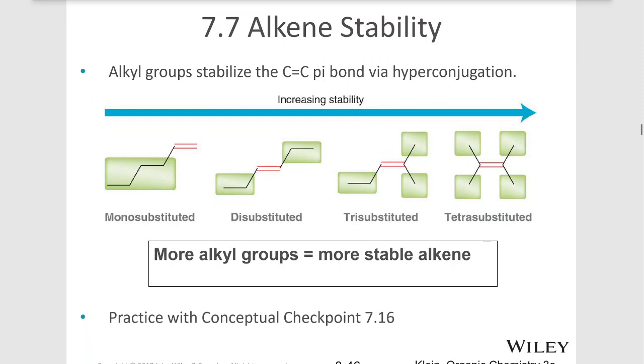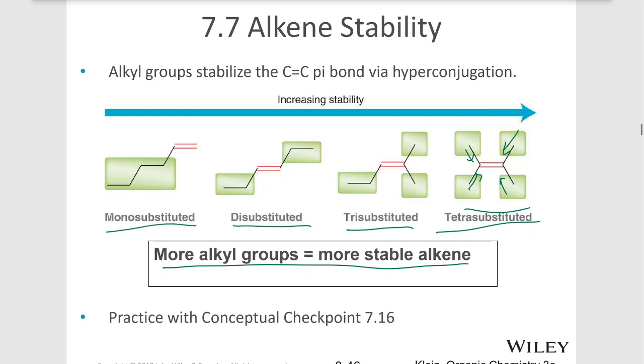And also, when comparing the substitution patterns of alkenes, we can see that the more substituted the alkene is, the more stable it's going to be. These alkyl groups stabilize the alkene by donating electron density into the transition state when the alkene is forming, and therefore the tetrasubstituted is more stable than trisubstituted, is more stable than disubstituted, is more stable than monosubstituted.